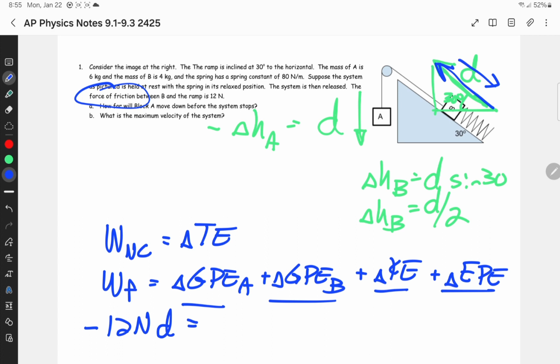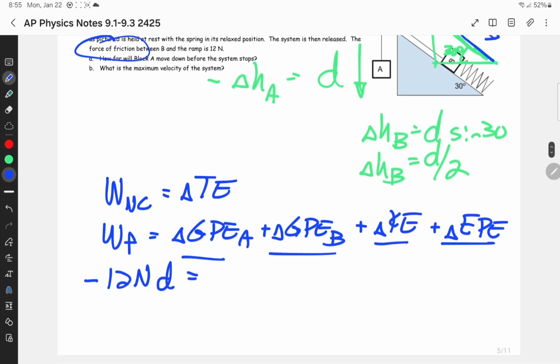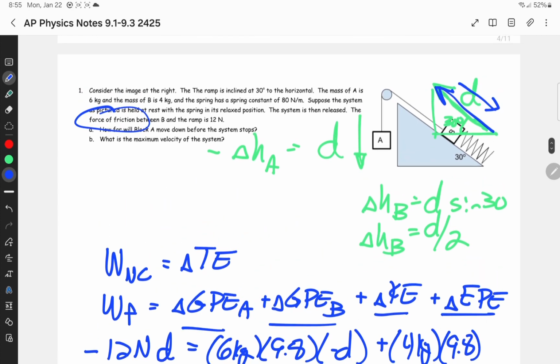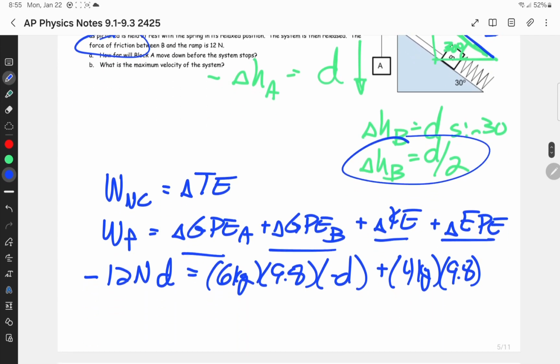The change in GPE for A is the mass of A times 9.8 times the change in height, which is simply negative d. And the change in GPE for block B has a smaller mass, times 9.8, and we decided the change in height for it is d over 2.